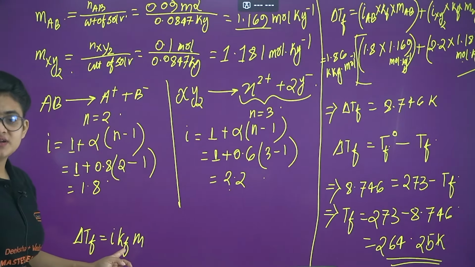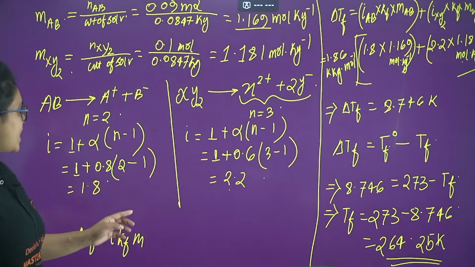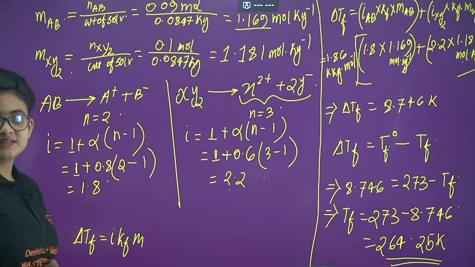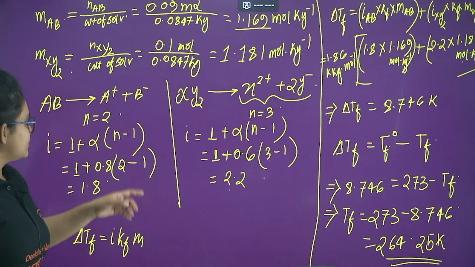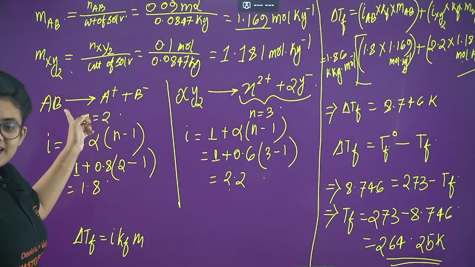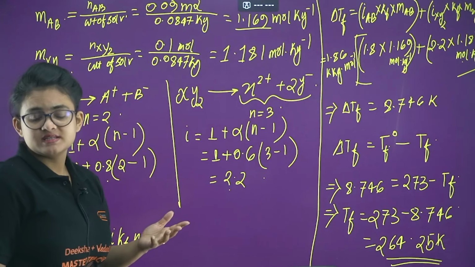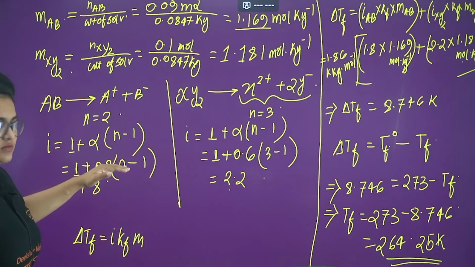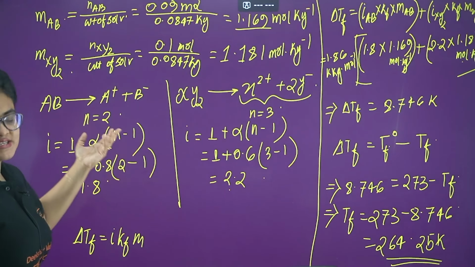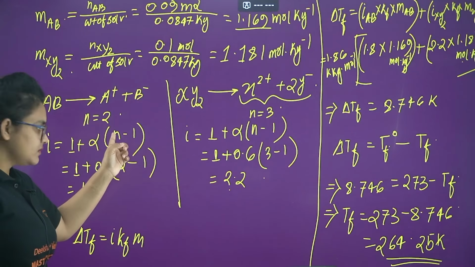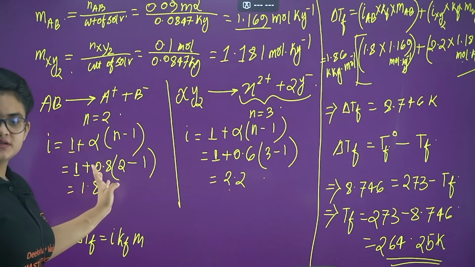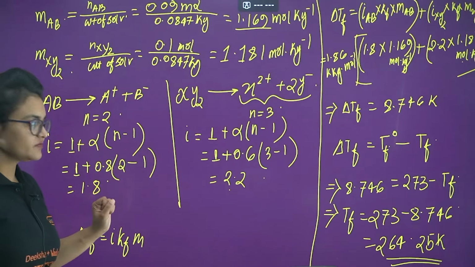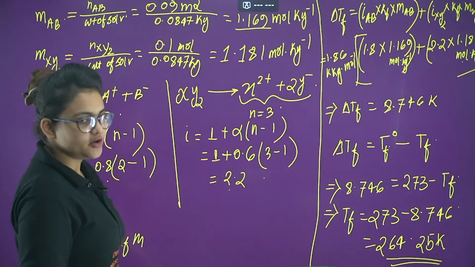Now for this particular case, I have to multiply delta TF with I as well. So how should I calculate I? The I formula is 1 plus alpha into n minus 1 for the dissociation, right? Like AB, how will it dissociate? A plus B minus, the number of ions is 2, right? Now put the values. Alpha they told is 80%. So 80 divided by 100 is 0.8, and 0.8 into 2 minus 1, you are getting 1.8 overall. Here also the same thing, and I am getting 2.2.